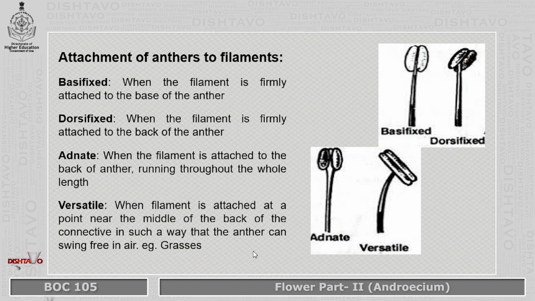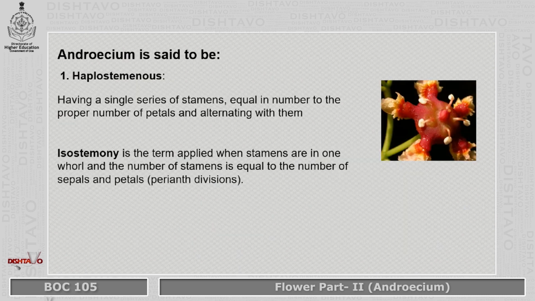Versatile stamen. This particular kind of stamen is when the stamen is almost dorsifixed, but is attached in such a way that the anther can swing freely. This kind of stamen is found in grasses. And further, the androecium can be classified based on the position of stamens.